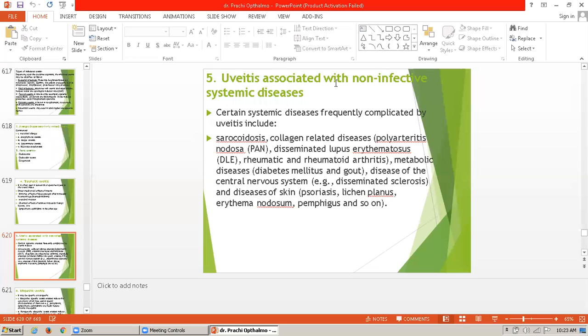Fifth is uveitis associated with non-infective systemic diseases. Certain systemic diseases frequently complicated by uveitis include sarcoidosis, collagen-related diseases, that is polyarteritis nodosa, disseminated lupus erythematosus, that is DLE, rheumatic and rheumatoid arthritis, metabolic diseases, that is diabetes mellitus and gout, and diseases of the central nervous system, for example, disseminated sclerosis, and diseases of the skin, that is psoriasis, lichen planus, erythema nodosum, pemphigus, and so on.